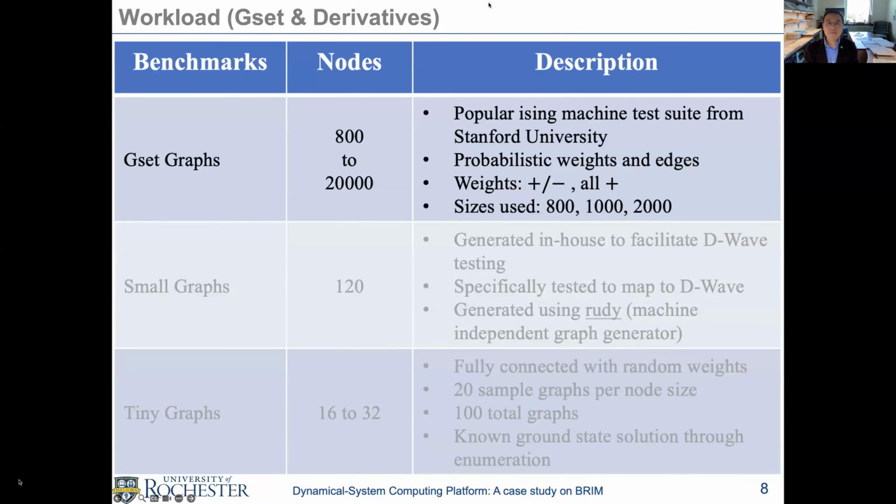Luckily, a lot of work out there uses GSet, so we use that. This is really just a set of graphs with variable edge weights. The whole set has up to 20,000 nodes, but we use smaller ones because simulation is painfully slow. And to compare to certain machines like D-Wave, we have to use smaller graphs. So we use the same generator that generates the regular GSet to generate small graphs, and even something very tiny we can enumerate to see where the ground state really is.